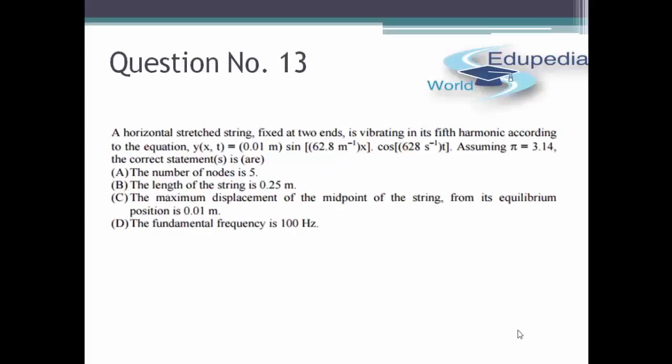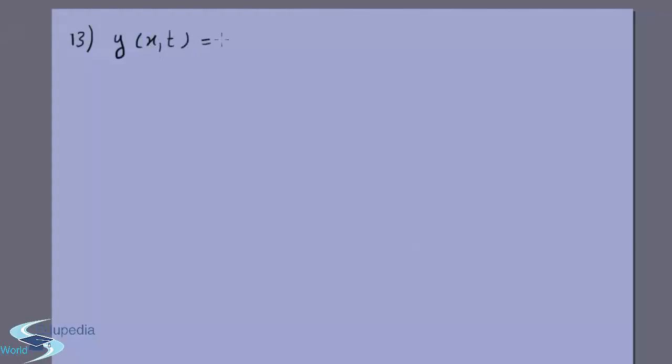Let's go to question 13. In question 13 we have a horizontal stretched string vibrating in the 5th harmonic, and we are given the equation. First, the best thing would be to write the equation in terms of pi, because pi is given to be 3.14. So y of x comma t comes out to be 0.01 sine of 62.8 times x. 62.8 seems to be 20 pi, right? So it's sine of 20 pi x, cos of 200 pi t, right?